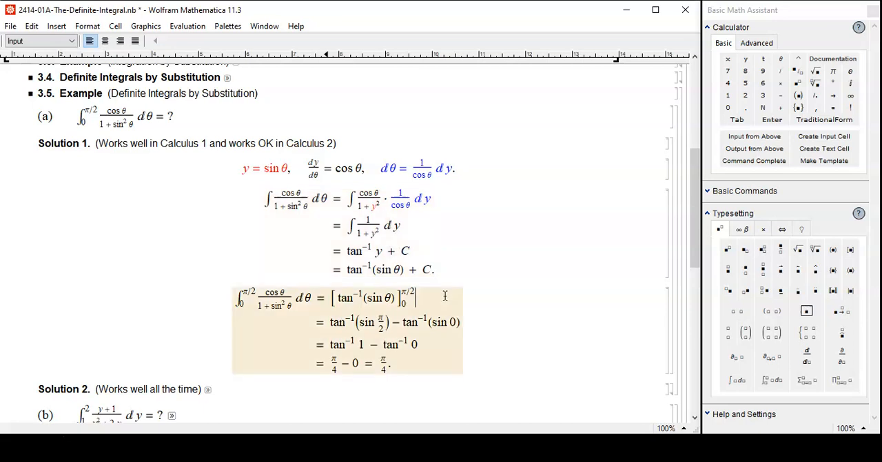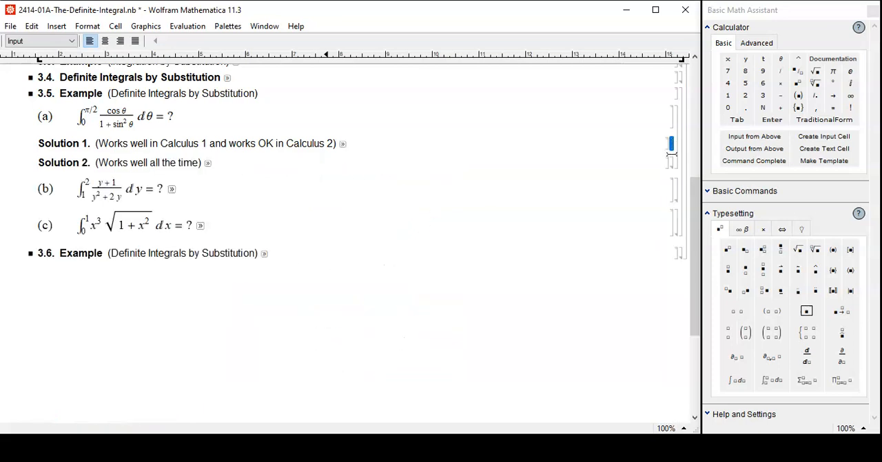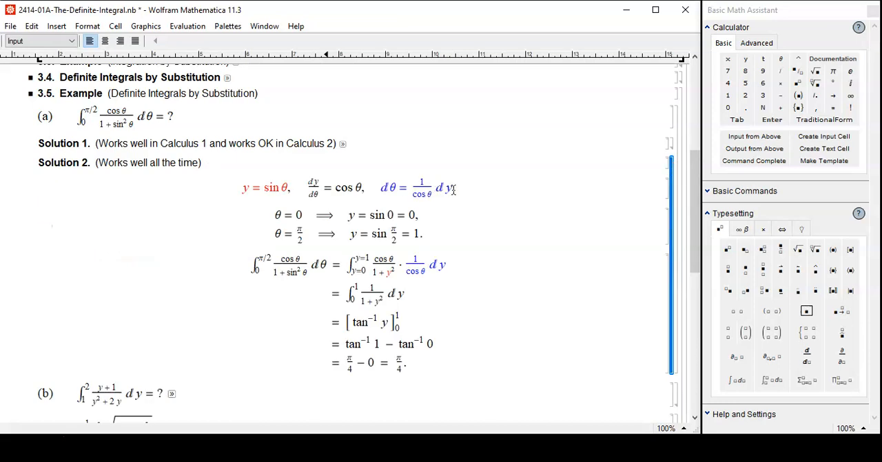And then apply the fundamental theorem. Plug in the top, plug in the bottom, subtract one from the other. It works. Difficult problem, yeah, but it works. Now here's solution 2. Instead of completing the antiderivative computation, complete the conversion first. Same substitution, but theta is going from 0 to pi over 2, right?